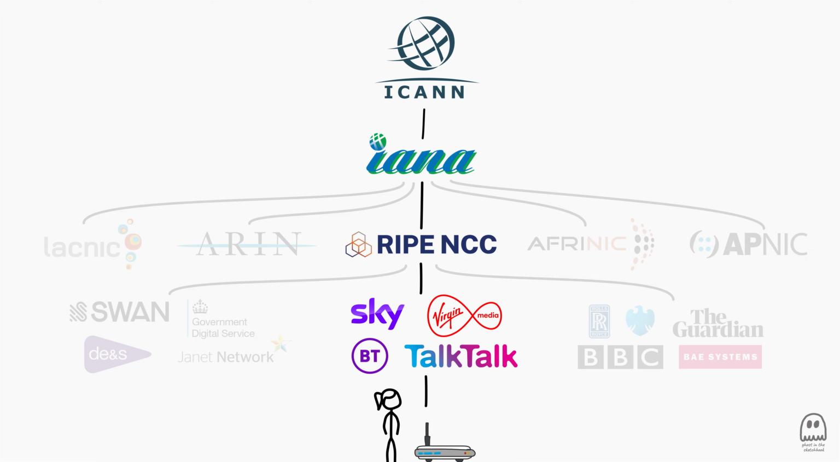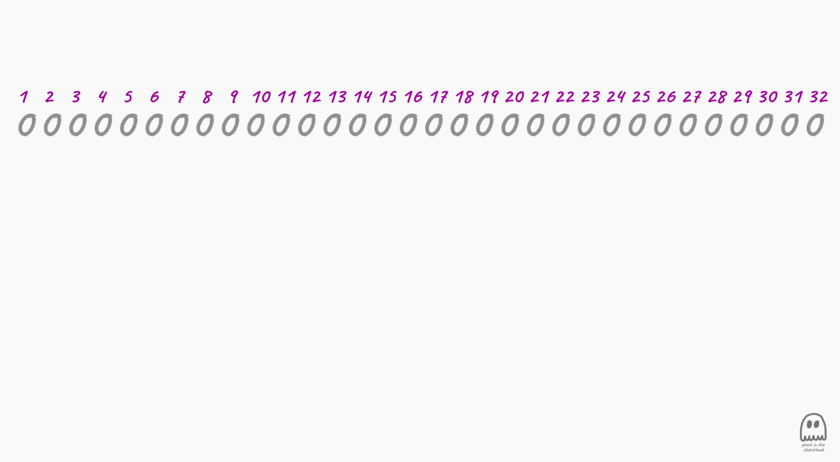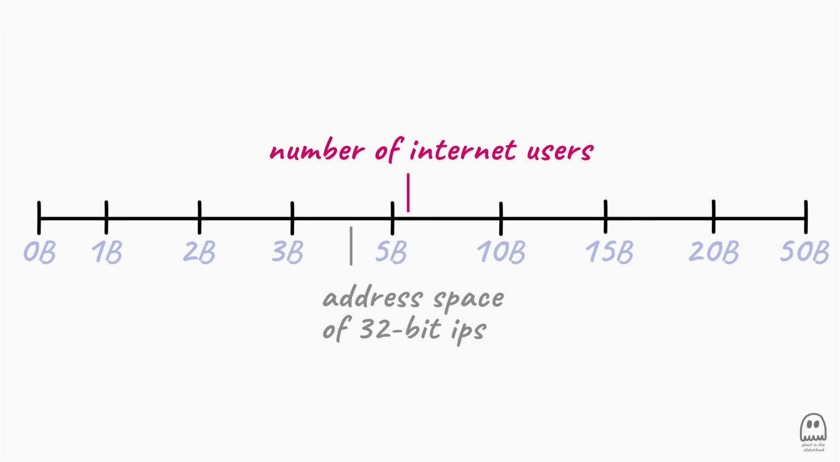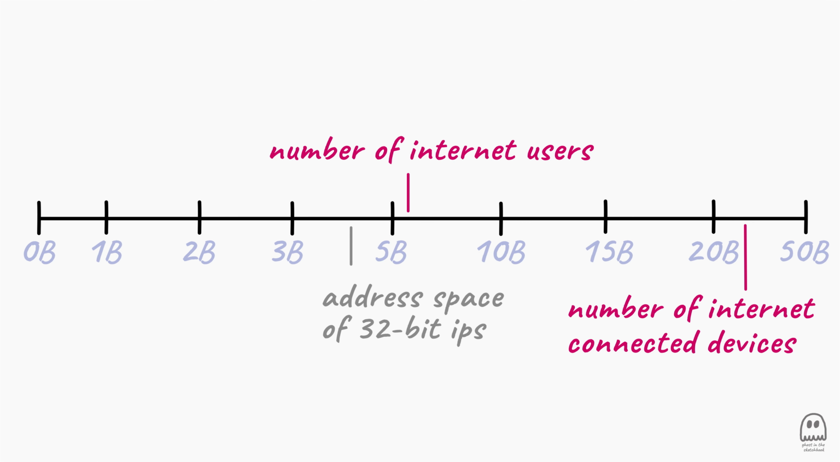Surely there's a limit to this though. IP addresses have 32 bits, which means you can only represent about 4 billion addresses. Obviously that's a big number, but there's a lot of people connected to the internet, and a lot more connected devices. Wouldn't we run out one day?